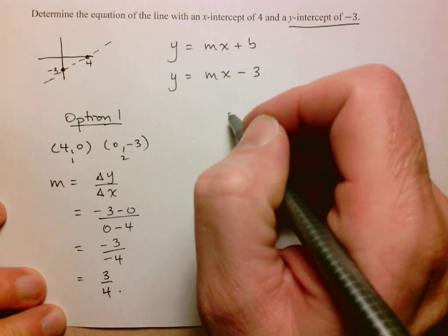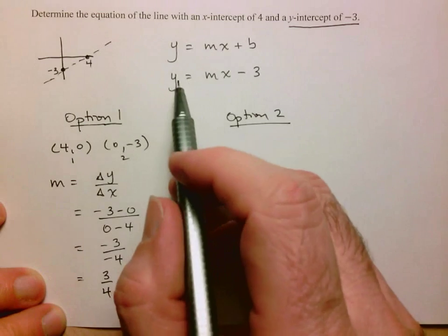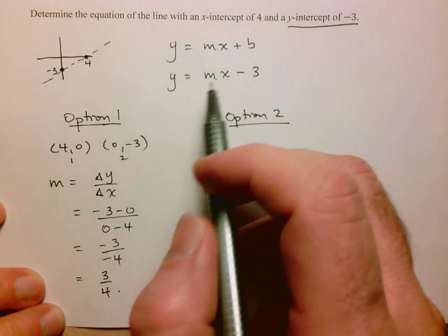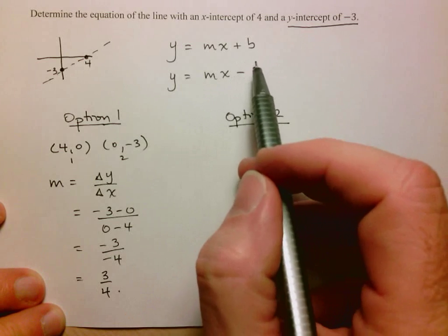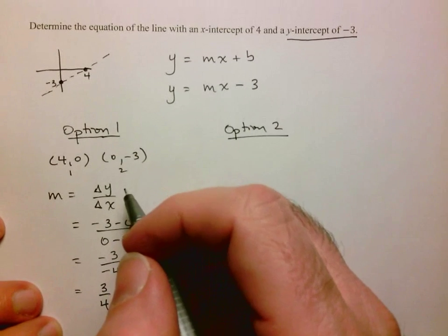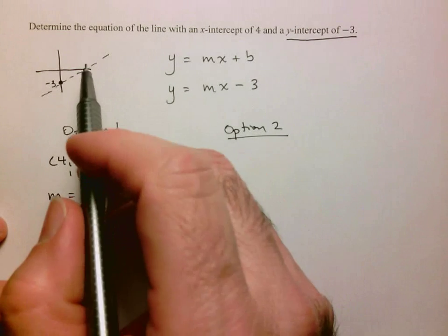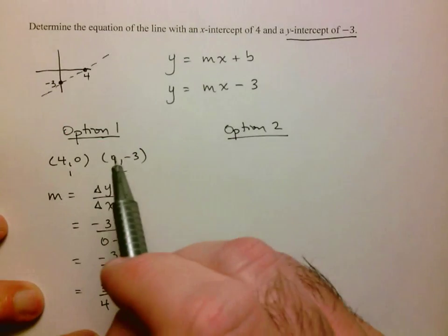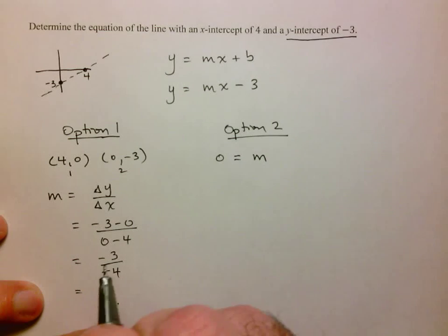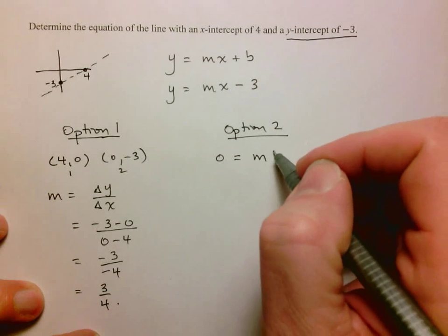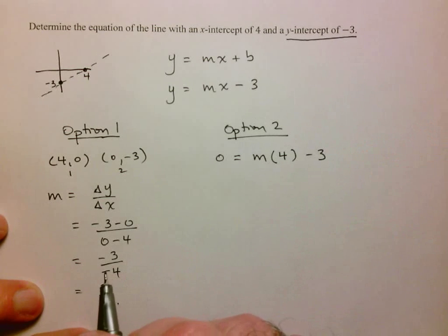Now there is another option here. I know that my equation is going to look like y equals mx minus 3. Again, I've already used the fact that the y-intercept is -3, so I can't use that piece of information again, but I can use the fact that the x-intercept is 4. What's special about the x-intercept is that the y value is equal to 0. So I could take this equation, replace y by 0, m is my unknown, and I know that the x value is equal to 4. Now I can just solve this equation.